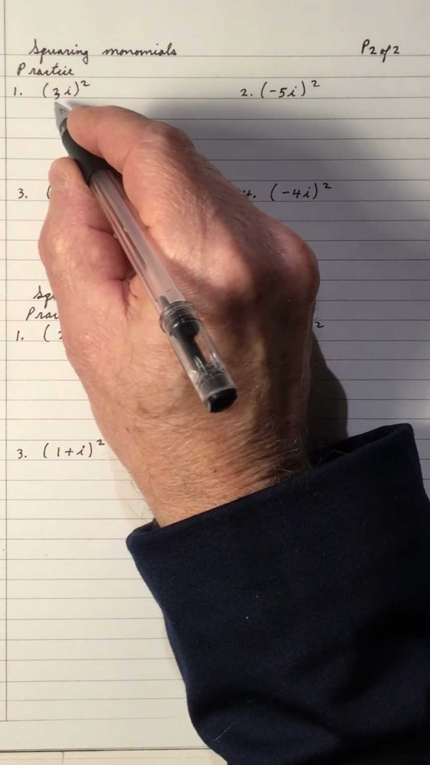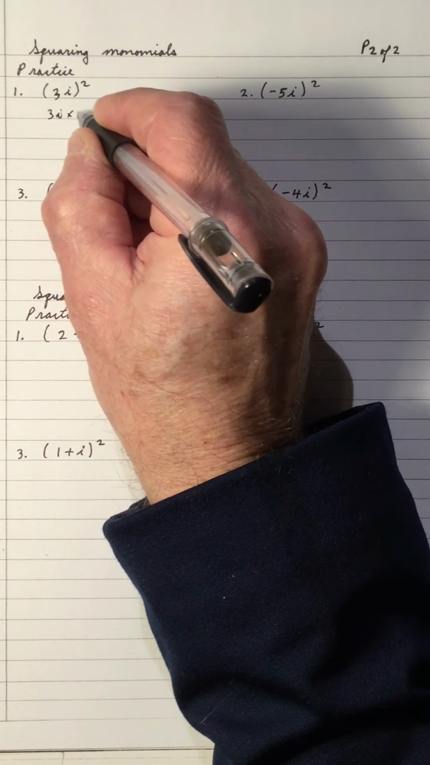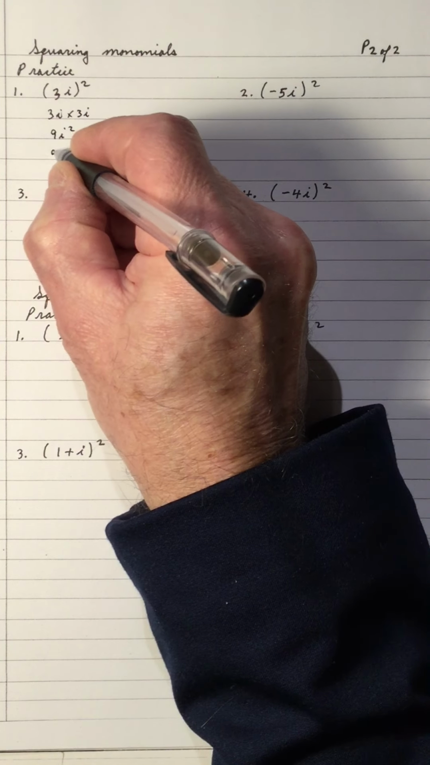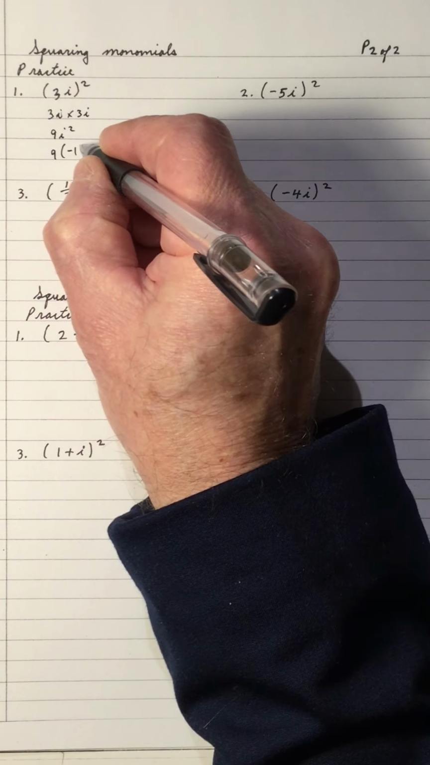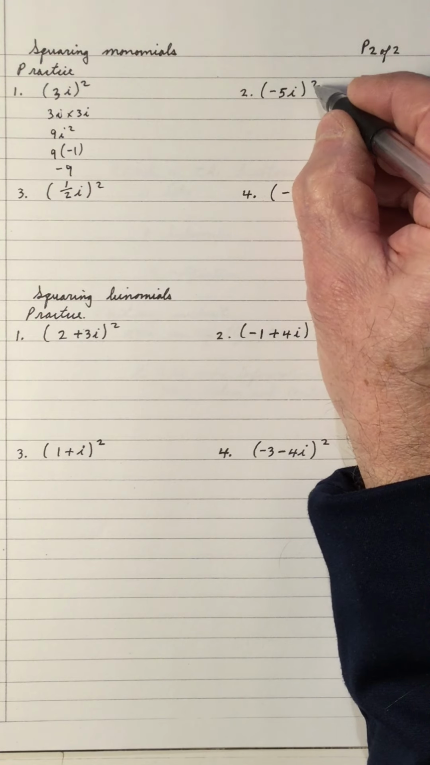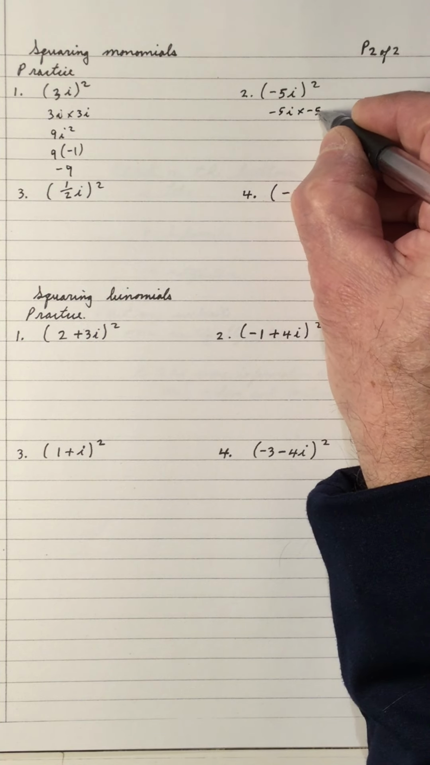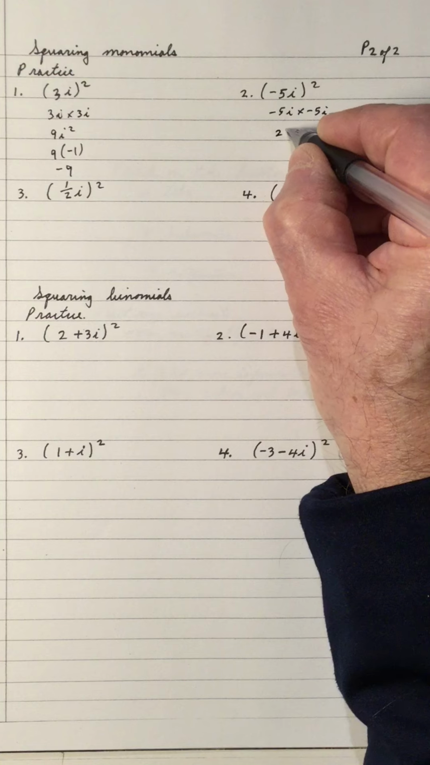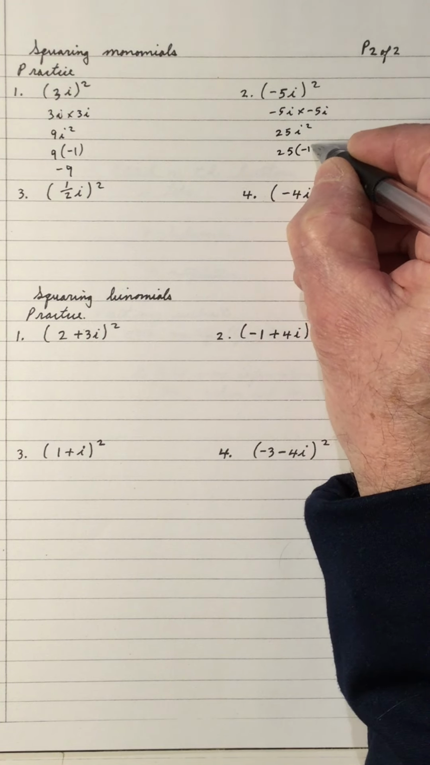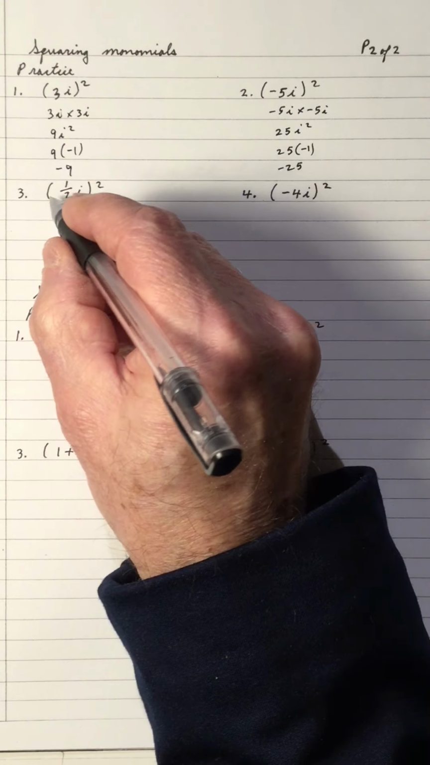Practice number 1. (3i)^2 is 3i times 3i, which is 9i squared. i squared is -1, so that gives me -9. (-5i)^2 is -5i times -5i. That's 25i squared. i squared is -1, so it's -25.